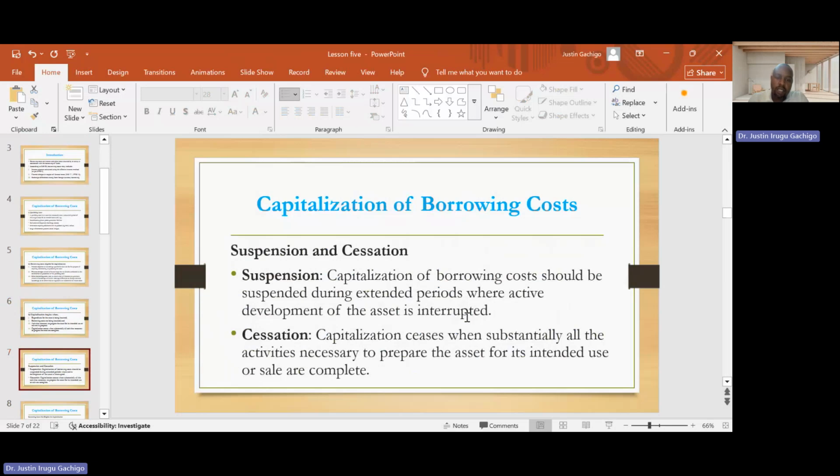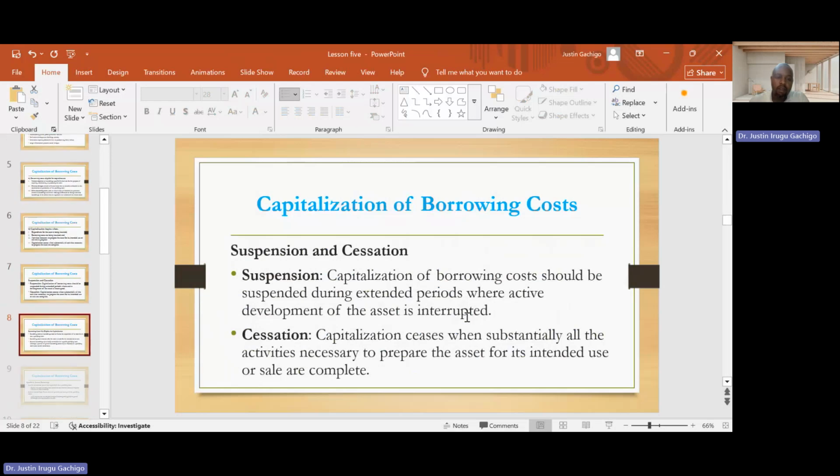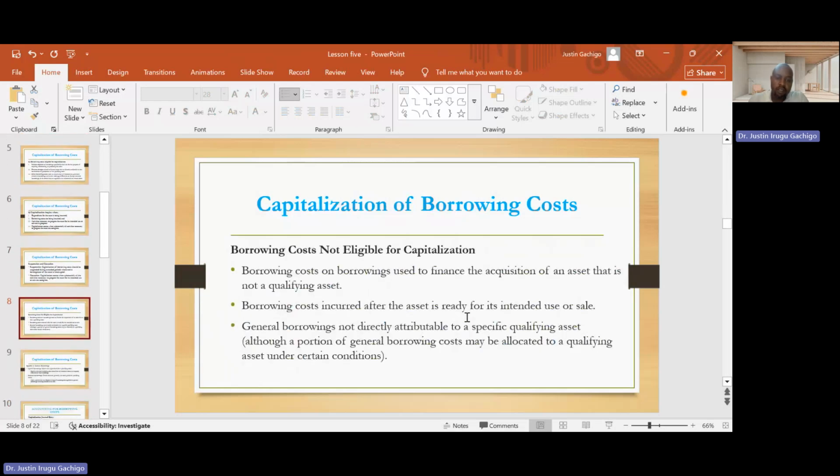Then cessation, this is ceasing, you stop completely. So you stop capitalizing this cost. But this can only happen when significant activities for setting up the asset for its intended use or sale are complete. Then we have the borrowing costs, which are not eligible for capitalization.